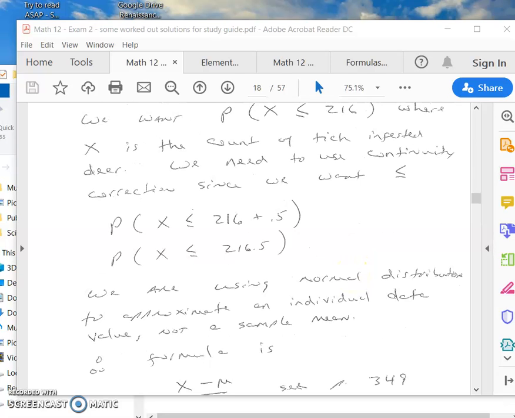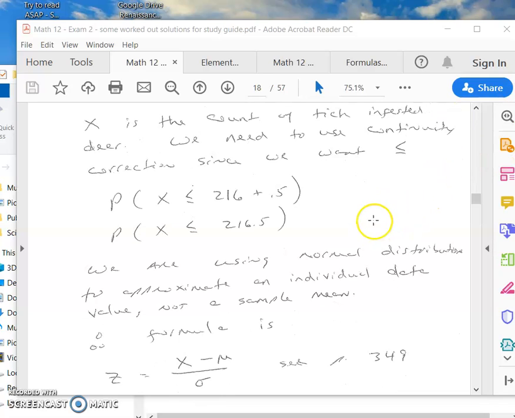Okay, we're going to use the normal distribution to approximate the binomial distribution. And as I said, we have to use a little continuity correction.